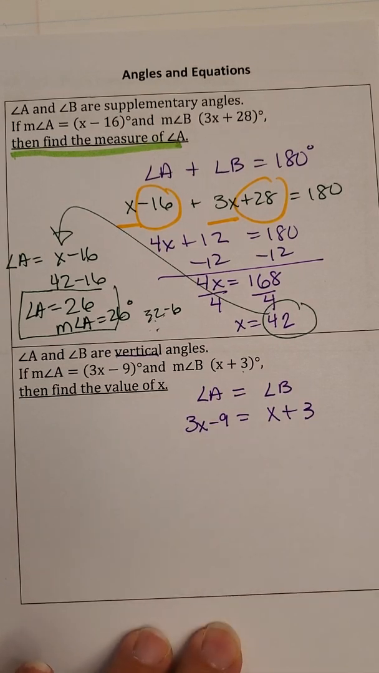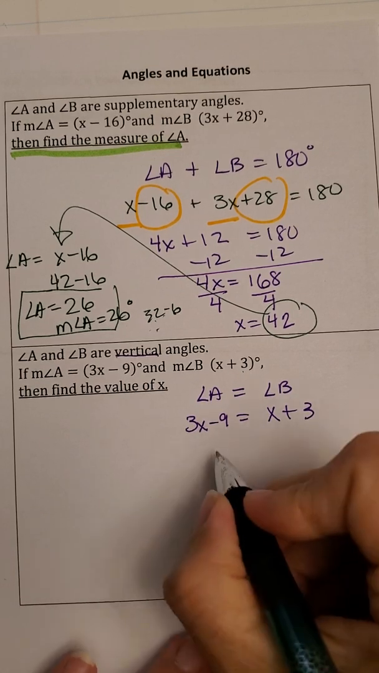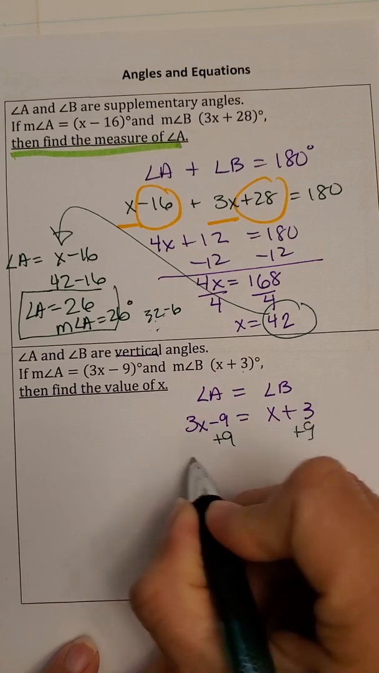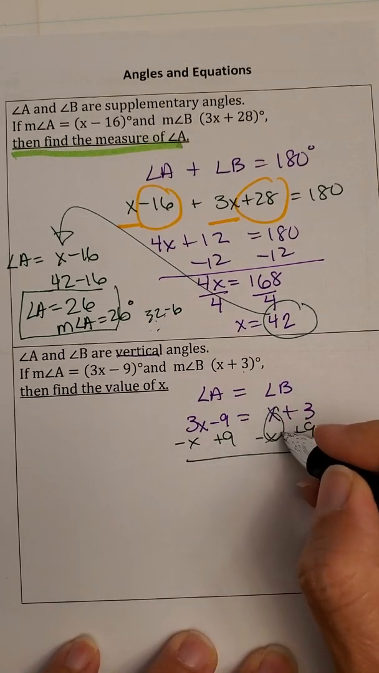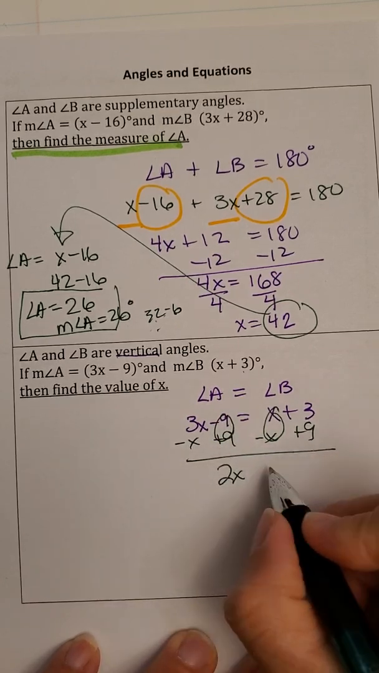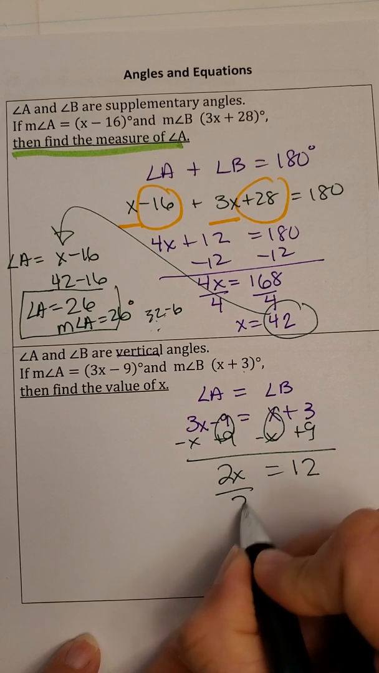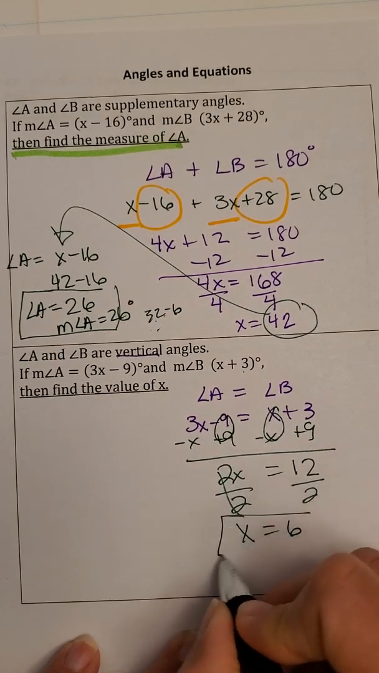Here we go. We don't have parentheses, we don't have fractions, we don't have combining like terms on each side. So this is the part where we're just getting all the x's on one side and all the numbers on the other side. So I'm going to add 9 to both sides. And I'm going to subtract x from both sides because I'm getting rid of the x's on the right side to move them over to the left side, getting rid of the numbers on the left side to move them over to the right side. And then I divide by the coefficient of x to get my x alone, and I get x equals 6.